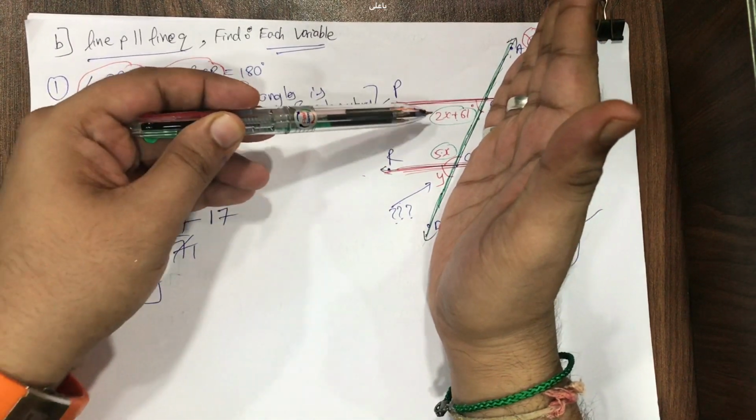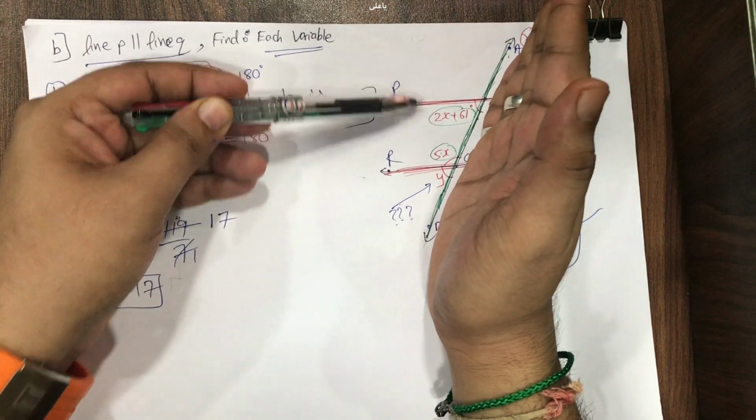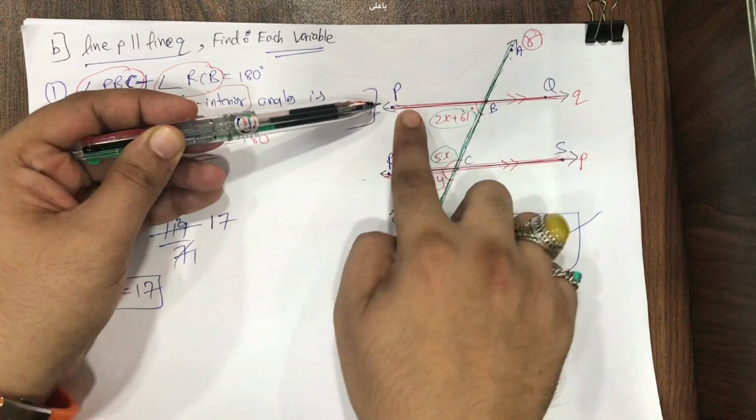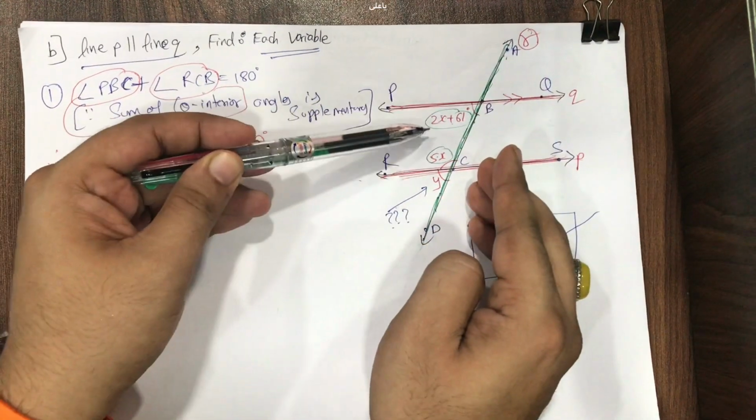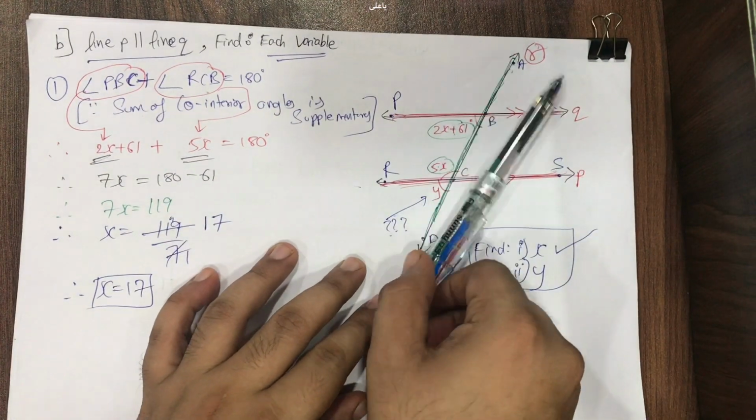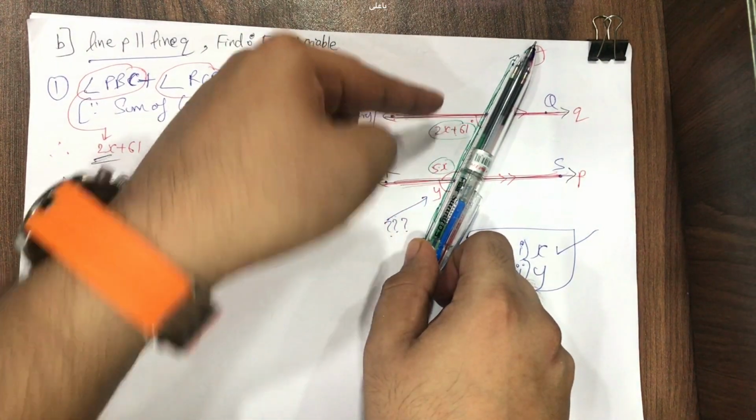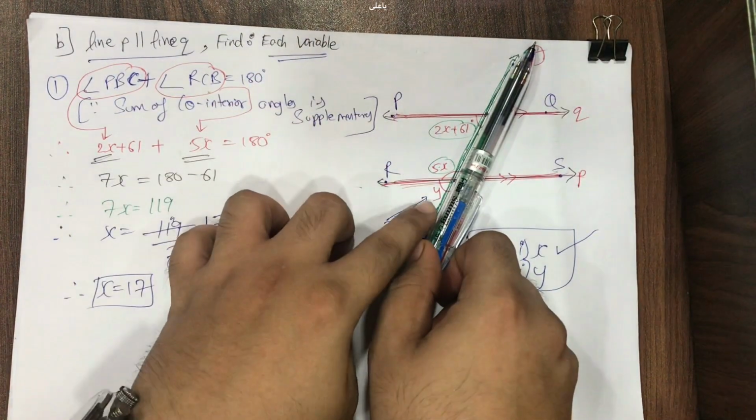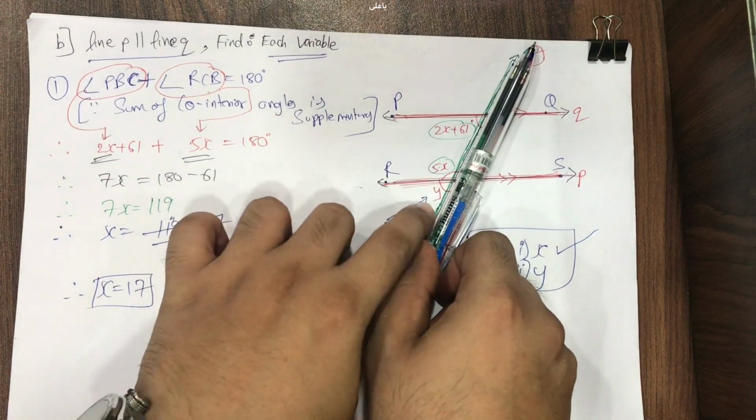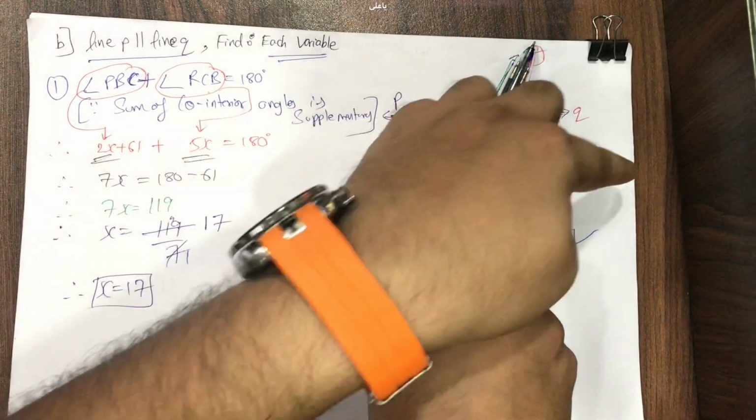Can I say this angle, 2x plus 61, it is below this red color line. Its name is PQ. Below this line PQ. Or let me keep this pen over here. This pen is my transversal. This angle 2x plus 61 is below this line PQ. And this angle y which I need to find, this is also below this line RS.